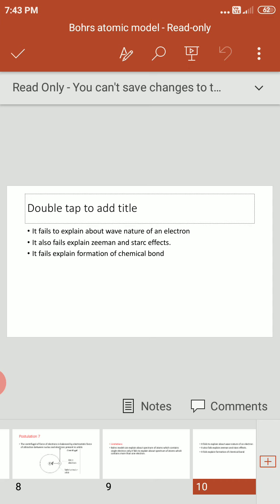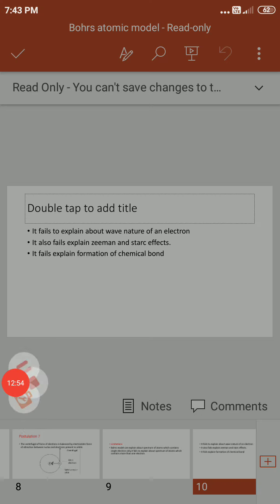Next, it also fails to explain the Zeeman and Stark effects. The splitting of spectral lines in the presence of a magnetic field is called the Zeeman effect. The splitting of spectral lines in the presence of an electric field is called the Stark effect. Those two effects cannot be explained by Bohr's atomic model. It also fails to explain the formation of chemical bonding. These are the major limitations of Bohr's atomic model. Thank you.